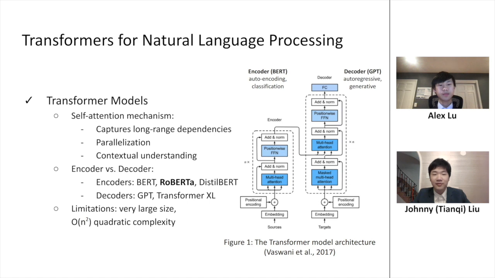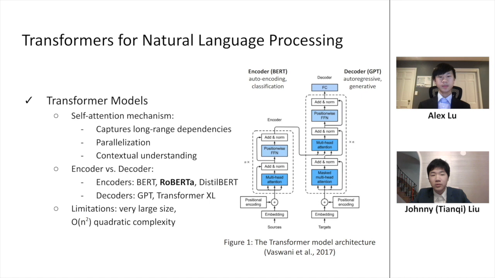Transformers are a state-of-the-art family of language models that uses a self-attention mechanism, allowing it to capture long-range dependencies, achieve parallelization, and understand context. These models come as encoders or decoders, generally used for classification and autoregressive generation, respectively. However, limitations can arise from its large size and computational inefficiencies, namely its quadratic time complexity.